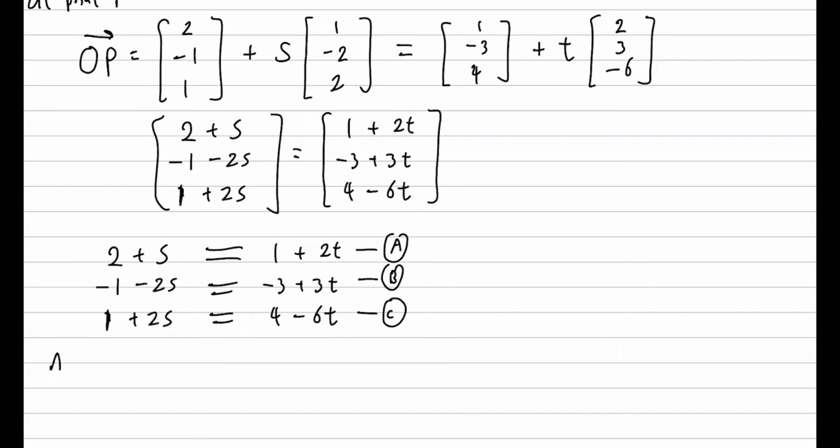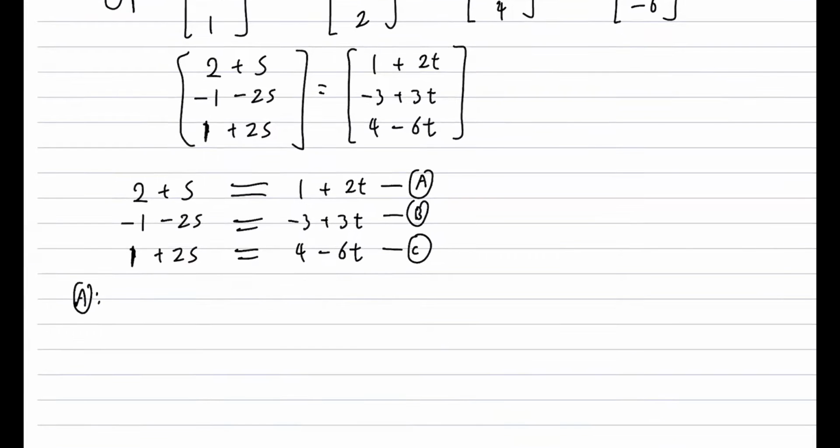So let's take a look at A. Simplify what we get. We get S minus 2T equals, let's see, 1 minus 2, so negative 1. Right, 2T bring over. Is that too fast? No, it's okay. Then let's move on to part B.